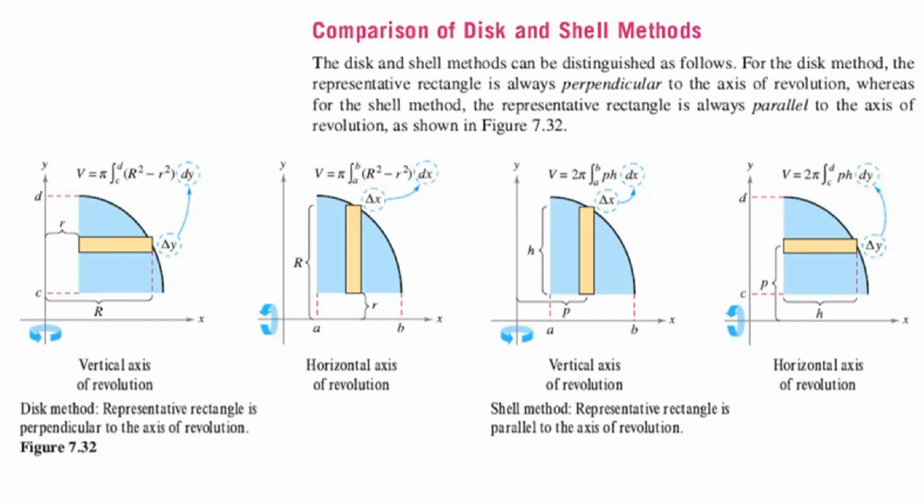For the comparison of this method and the shell method, they can be distinguished as follows. For this method, the representative rectangle is always perpendicular to the axis of revolution, whereas for the shell method, the representative rectangle is always parallel to the axis of revolution.